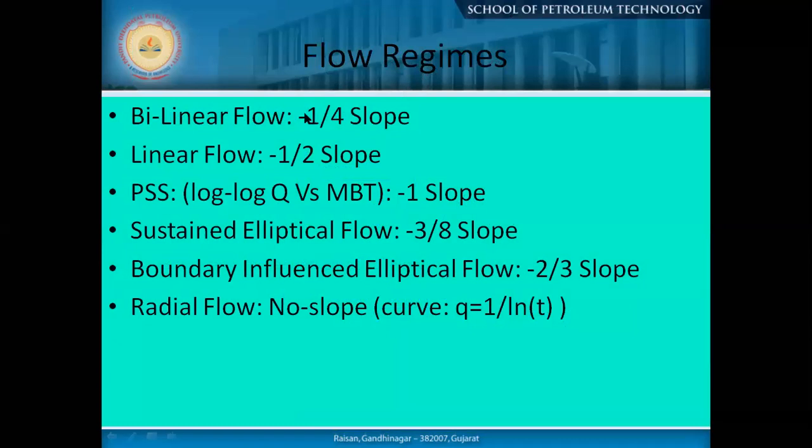So how do you identify flow regime? Just identify the slope of the graph where you are plotting. We have discussed in the last class also linear flow. We have the half slope, then we have the 1/4 slope. Okay, pseudo steady flow 1 slope, then sustained elliptical flow 3/8, boundary influence elliptical flow 2/3, and then you have a radial flow, no slope. Okay, radial flow means infinitely acting domain. So depending on the flow pattern, we could understand that flow behavior. Okay, so up to this more or less we have clear our understanding.